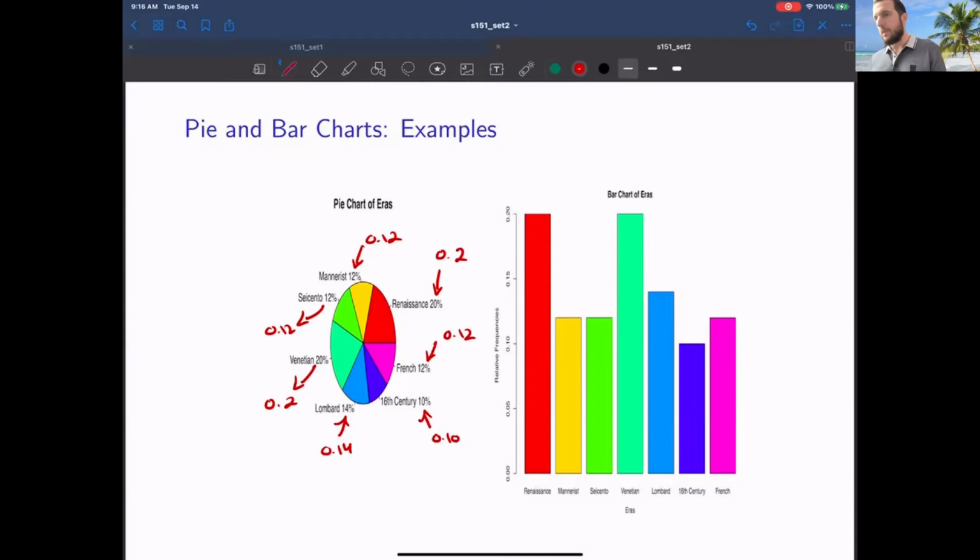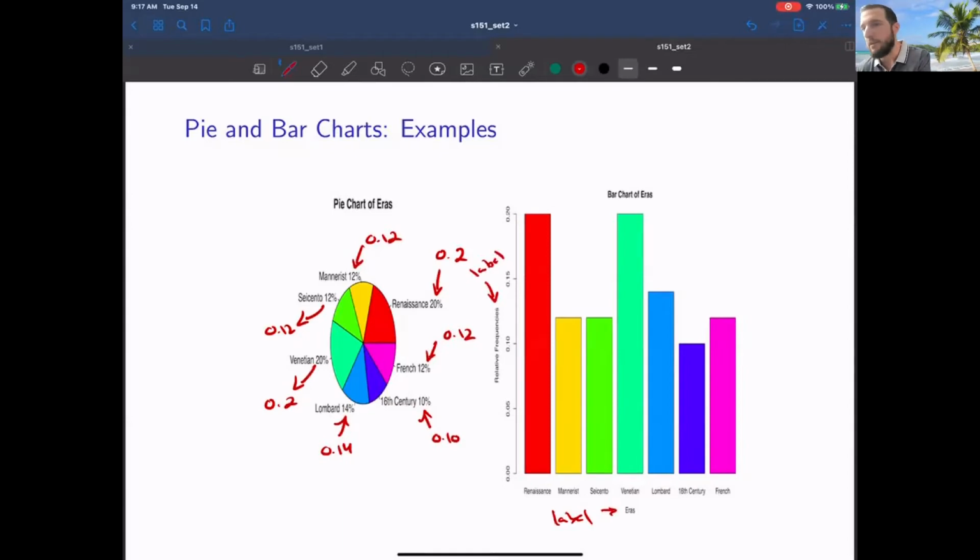For the bar chart, you can see that on the x-axis, we have the labels. Each of the different eras are shown on the x-axis. So we have a label here telling us what the axis represents. Then we have each of the different possible outcomes. So Renaissance, Mannerist, Seicento, Venetian, Lombard, 16th century, and French. And then on the y-axis, we have another label telling us what the y-axis represents. So in this case, relative frequencies.